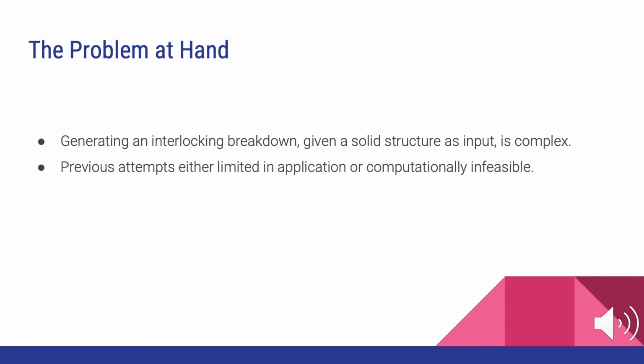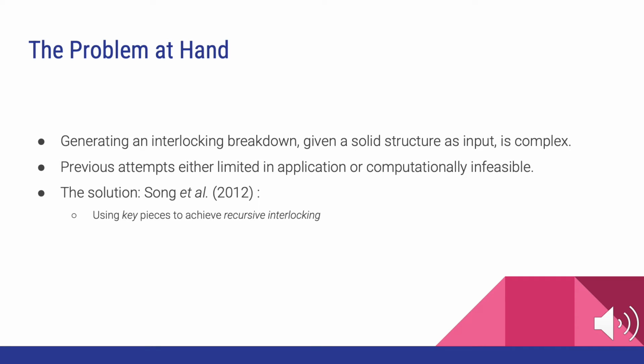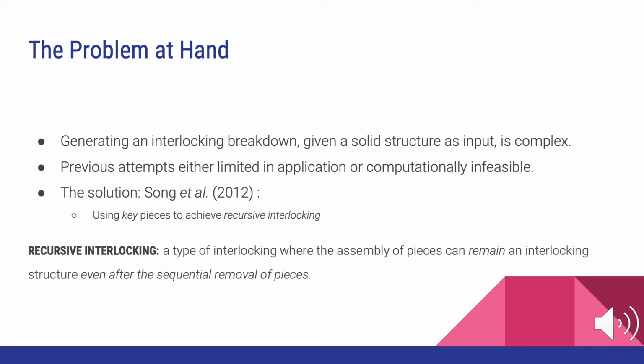Previous attempts have been either too limited in the types of geometries they are able to process or too computationally exhaustive. However, a method first proposed by Song et al. in 2012 was able to produce results both effectively and efficiently. This method focuses on recursive interlocking, where the assembly of pieces can remain interlocking even after the sequential removal of pieces.